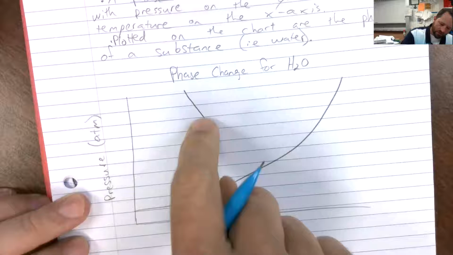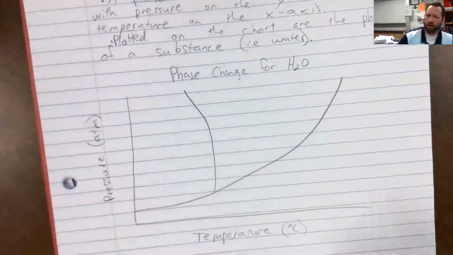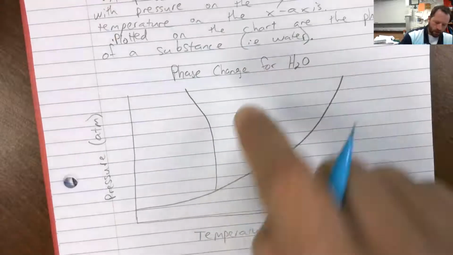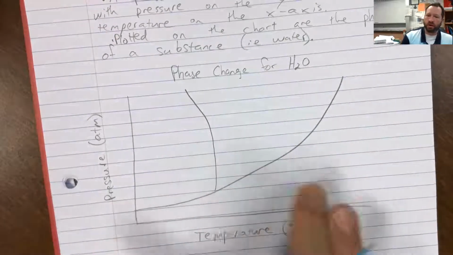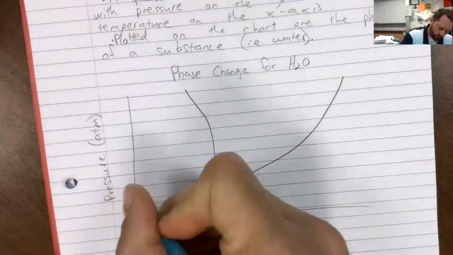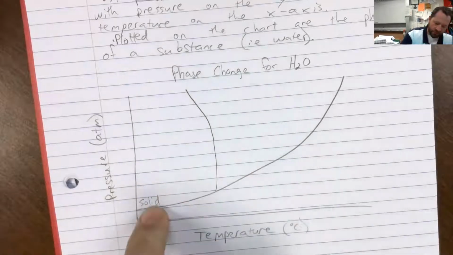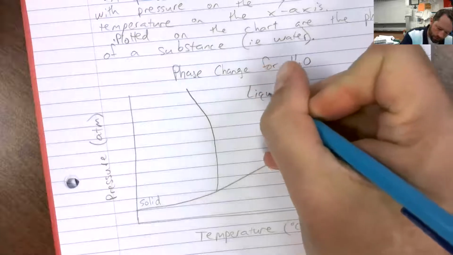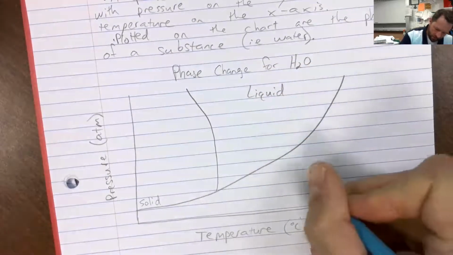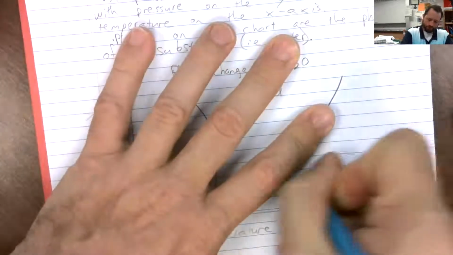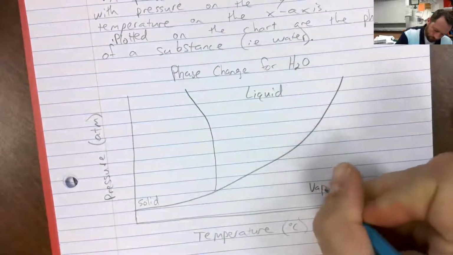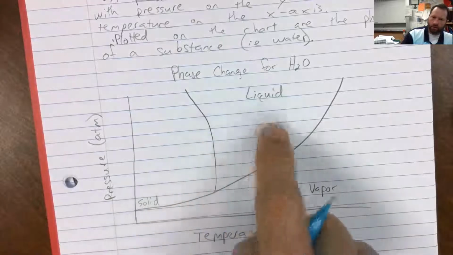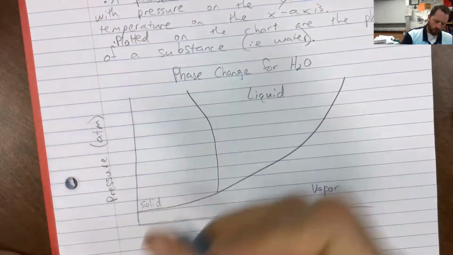And for water, it kind of bends backwards like that, which is somewhat unique for water. Most of these lines go that way. And what these lines are doing is separating our states of matter. So over here, this is the solid area. This whole region right here is solid. Up here, this is our liquid region. And down here, this is our vapor area. This is our vapor region.